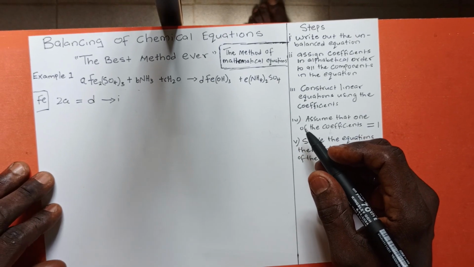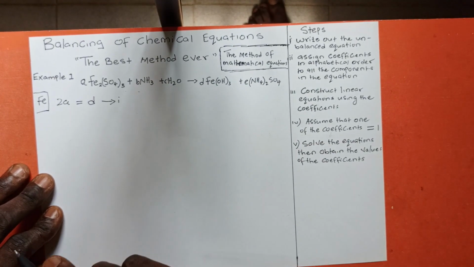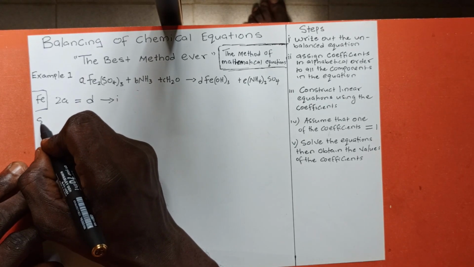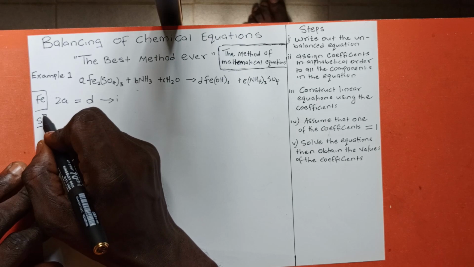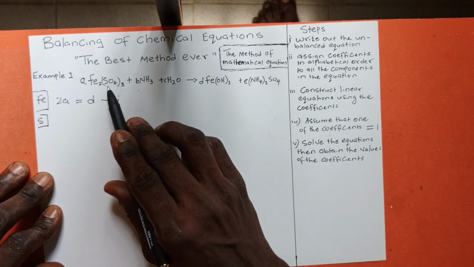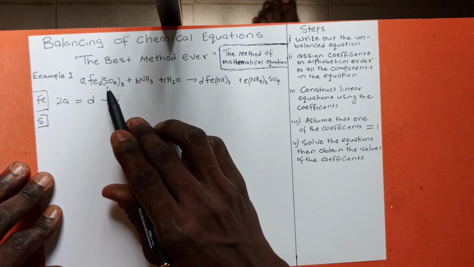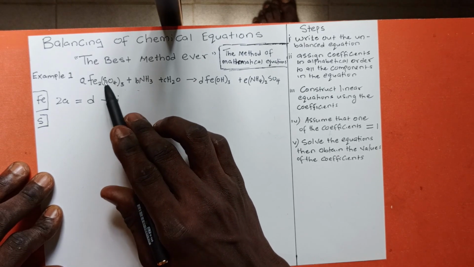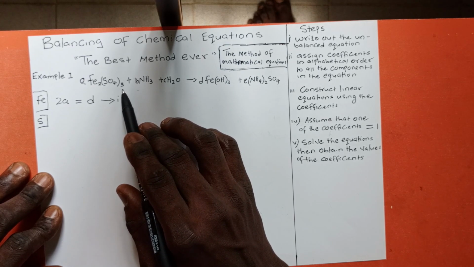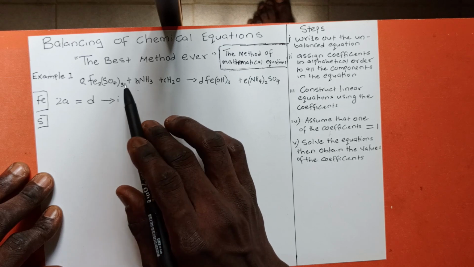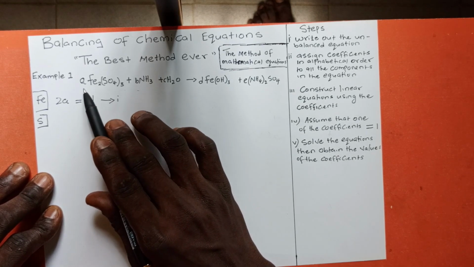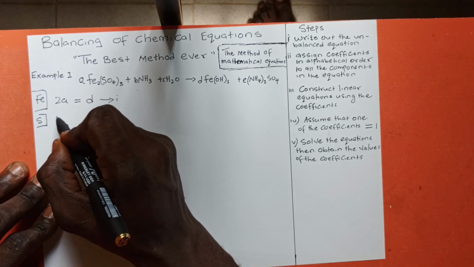Let's consider the second element I have here, which is sulfur. Let me write it in brackets, sulfur. How many sulfur atoms am I having here? I have just 1 sulfur atom, but there is a bracket. Outside the bracket I have 3, which means I have a total of 3 sulfur atoms. That's 3 times 1 equal to 3. So I'm multiplying the 3 by the coefficient, which is A. So I'm going to have 3A.